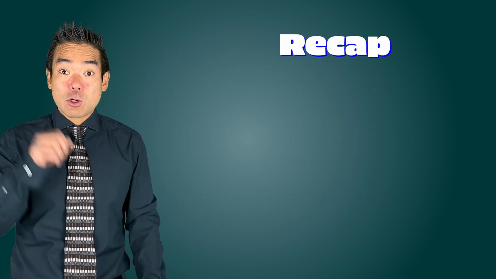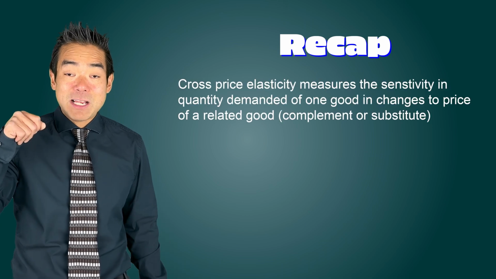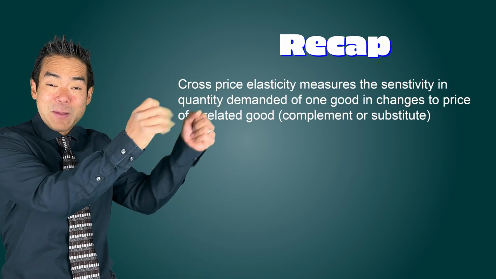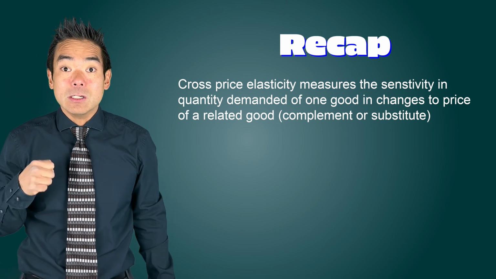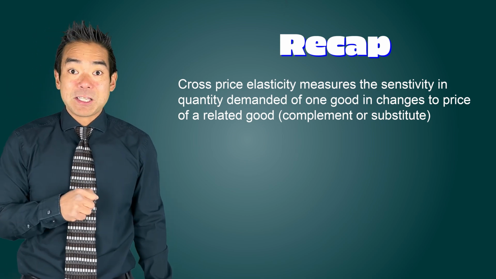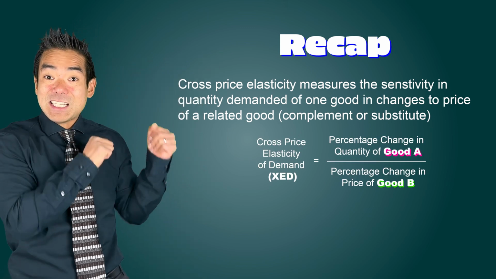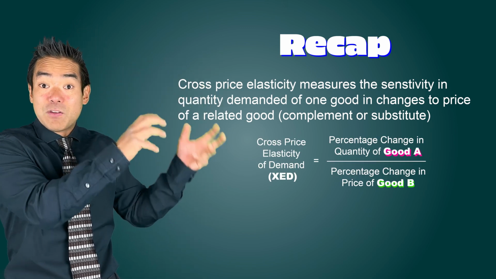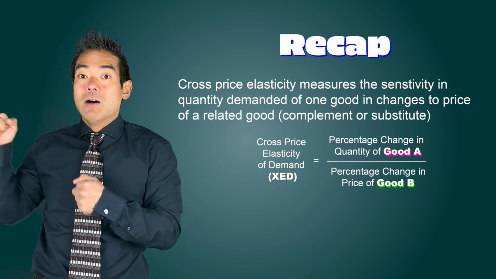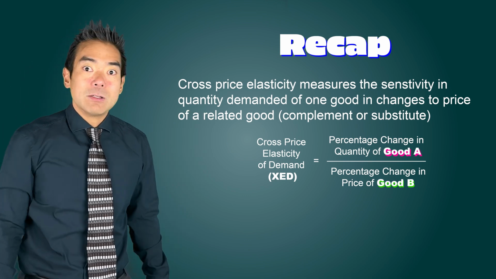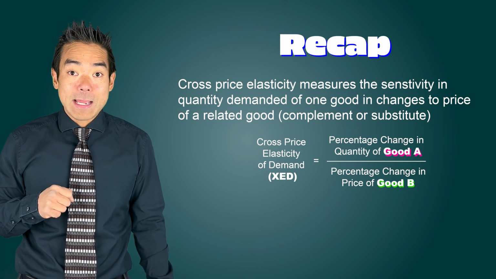Okay, so this has been cross-price elasticity of demand, which seeks to measure the sensitivity in quantity demanded for one good when the price of another related good changes. Cross-price elasticity of demand is calculated as the percentage change in quantity demanded of good A divided by the percentage change in price of good B. No absolute value this time. It could be positive or negative.